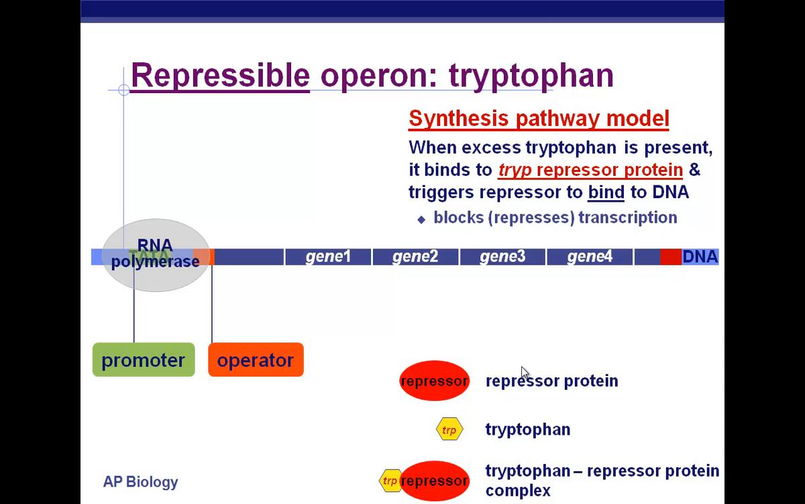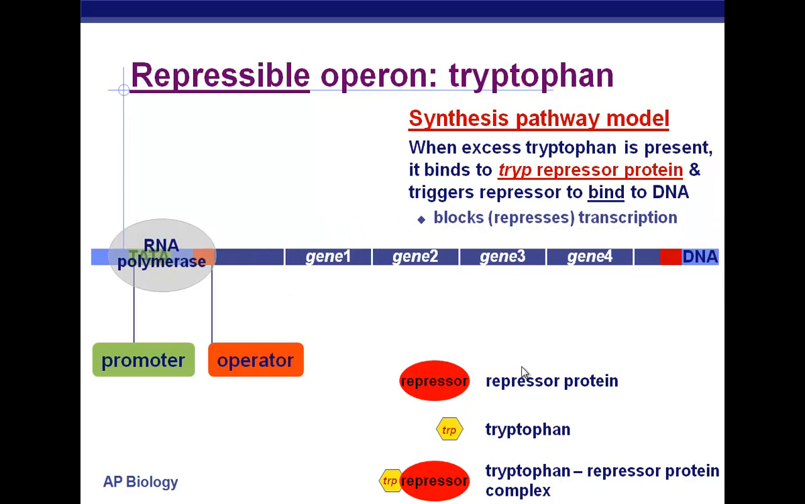But this time, when the TRP repressor protein and the tryptophan are bound, it's actually going to cause that repressor protein to bind to the DNA. So it causes a change in the opposite direction. And so now it's binding to the DNA, which means it's going to shut down this transcription and translation process. And so here we have RNA polymerase just doing its thing, transcribing, translating.